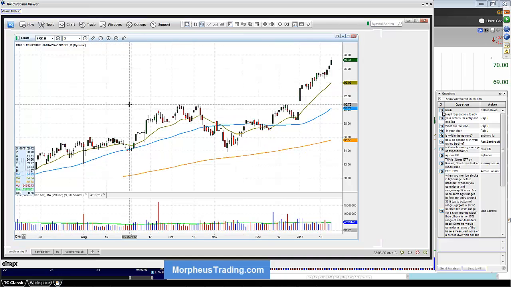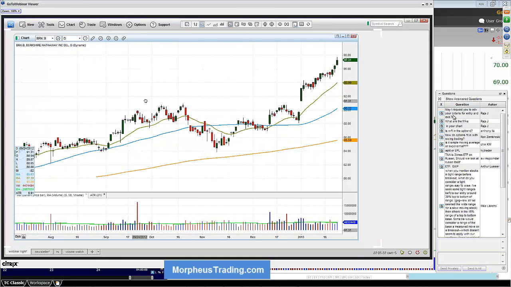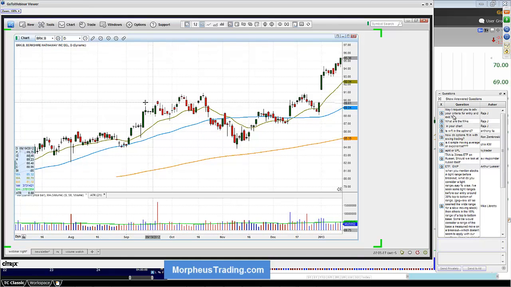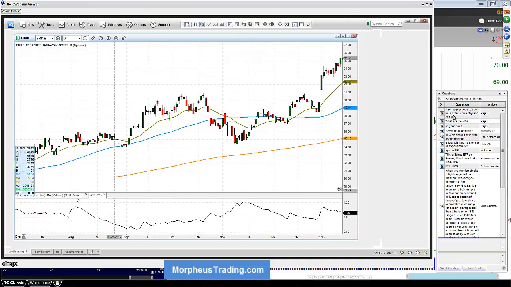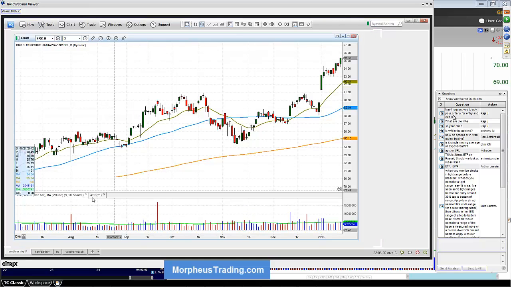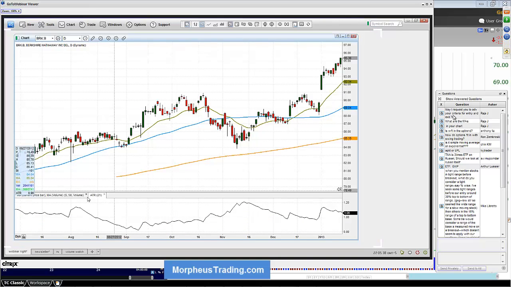Well, actually, I could use the chart of Berkshire as an example, because this is what we're looking for. Usually we like to find stocks that are a little more volatile than Berkshire. It only has a $1 ATR on a $90 stock. Usually a stock of that price probably has at least a $2 to $4 ATR. So it is a pretty slow mover.